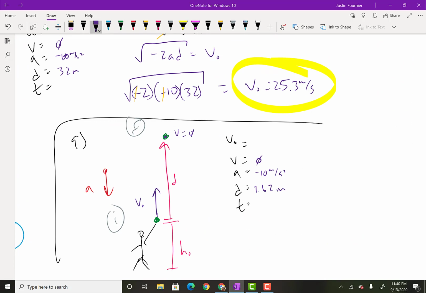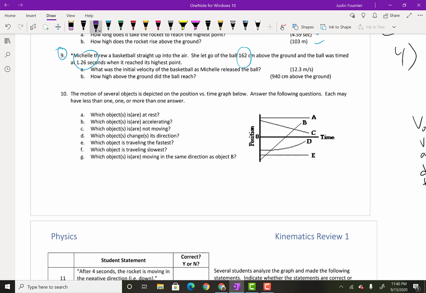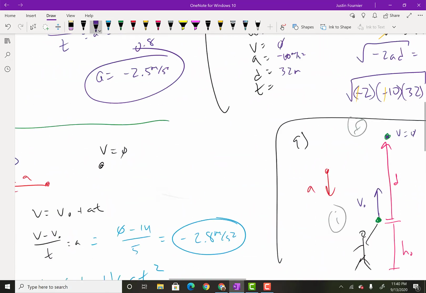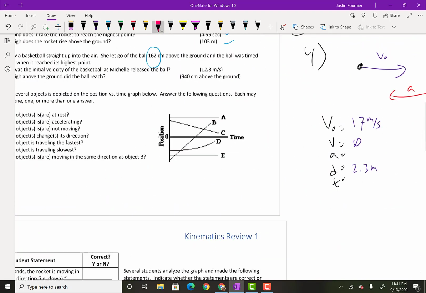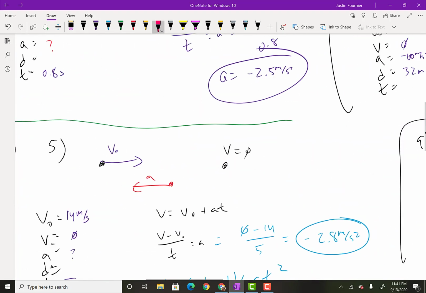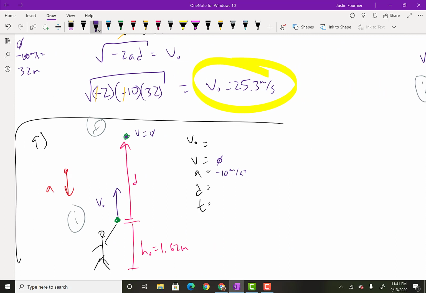And then, oh crap, I just forgot. So she let go of the ball. Oh, sorry, that's not right. The displacement's not 1.62. That's the initial height. So the initial height is 1.62 meters above, but the time it takes is 1.26 seconds to reach the top. 1.26 seconds. And we're trying to find out what the initial velocity is.